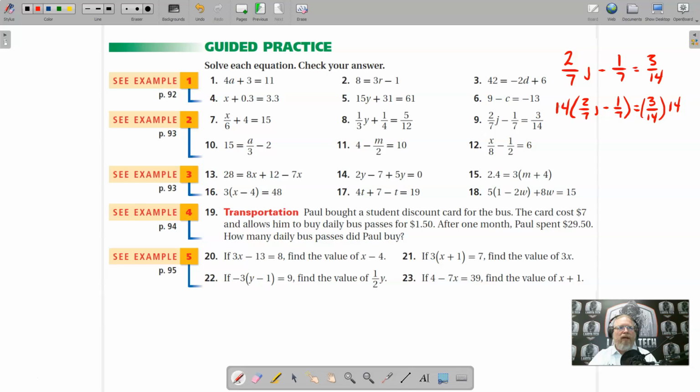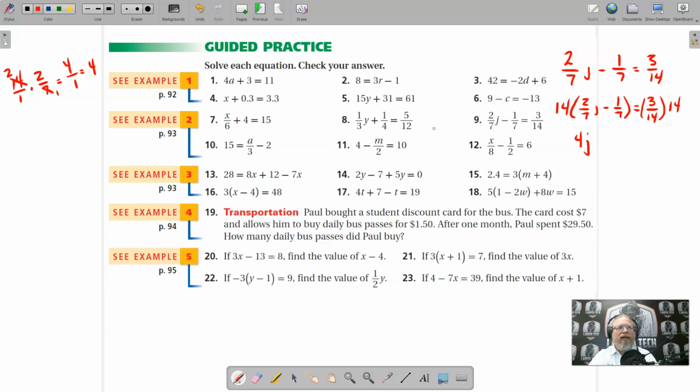So in this one here, I'm thinking 14 times 2 over 7. Well, that is 14 over 1 times 2 over 7. 14 divided by 7 is 2. 7 divided by 7 is 1. 2 times 2 is 4. 1 times 1 is 1. 4 over 1 equals 4. So that's going to be 4. And don't forget the j.